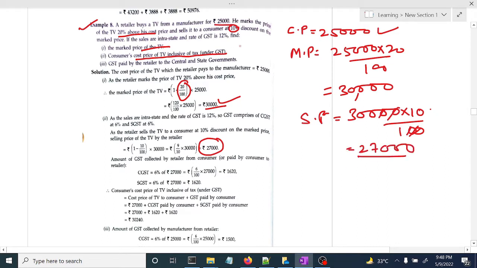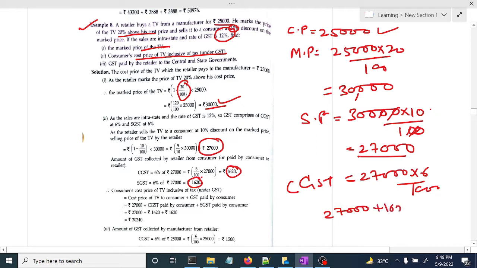On this selling price there is a GST of 12%. So GST of 12% means 6% is the central GST, 6% is the state GST, right? So we'll calculate this. So GST is how much? We'll calculate CGST, 27,000 at 6%. Same thing they have done here, 1620. And same is SGST because it is also 6%, right? So the consumer cost price will be how much? 27,000 is the price, then 1620 is the CGST, 1620 is the SGST. So it's how much? 30,240.